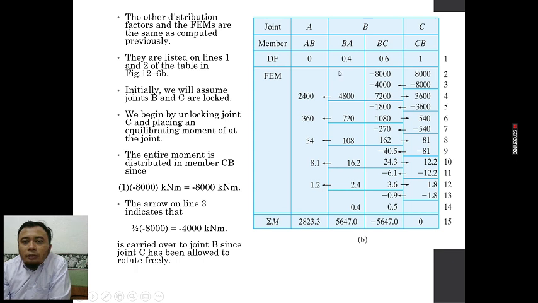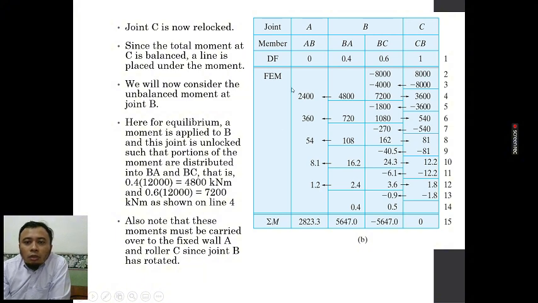First things first is to lock and unlock. When you unlock your moment here, 8,000 becomes negative 8,000. Then you carry, because the distribution factor is 1, so it is distributed wholly to negative 8,000. And then you distribute to joint B, half of it. As you can see here, half is 4,000. So carry over to B. Then you can see that this is already balanced, 8,000 and negative 8,000.